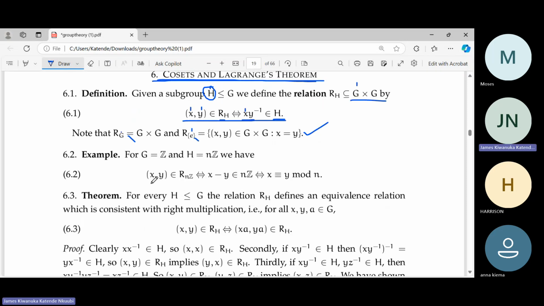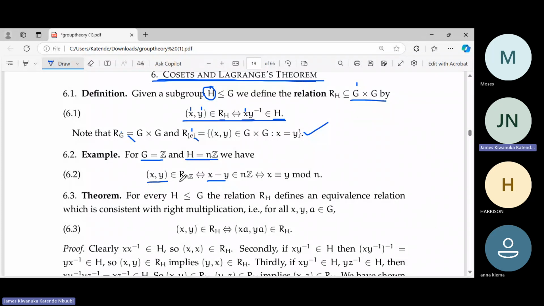So now, an example of such a relation. We pick the group of integers. And of course, when we say group of integers, the underlying assumption is that the binary operation is addition. And then we pick a subgroup of that group, which consists of all multiples of n. So H is a subgroup. And since the binary operation is written additively, instead of writing X multiplied by Y inverse, we have X minus Y here.